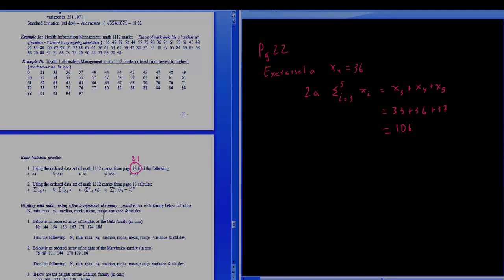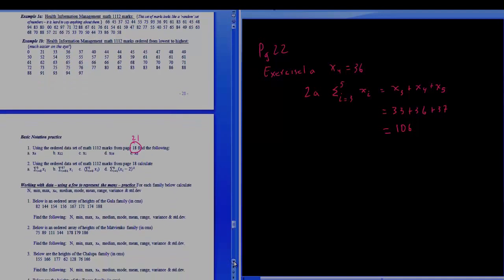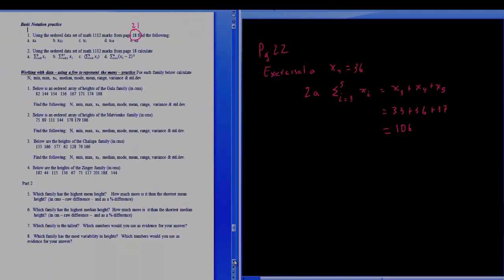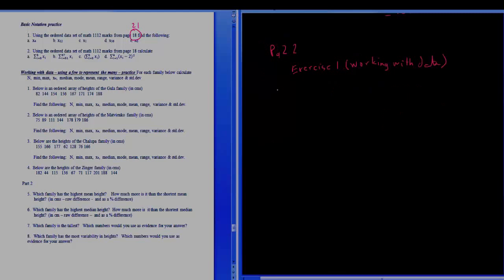Now for these, we're not working with example 1b anymore. So this is the next. We've got to find n, min, max, x4, median, mode, mean, range, variance, and standard deviation for each of these. So let's look at the first question. We have this data set, 82, 144, 154. You can see they're already in order. I want to find n, min, max, and so on.